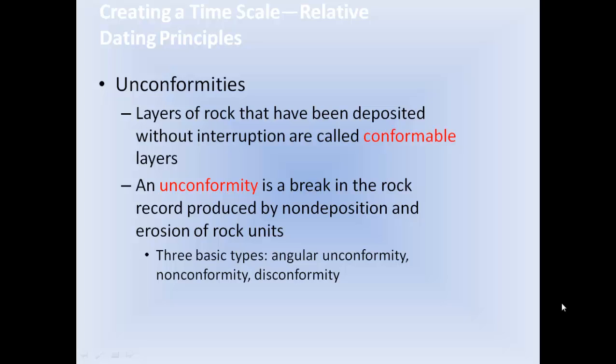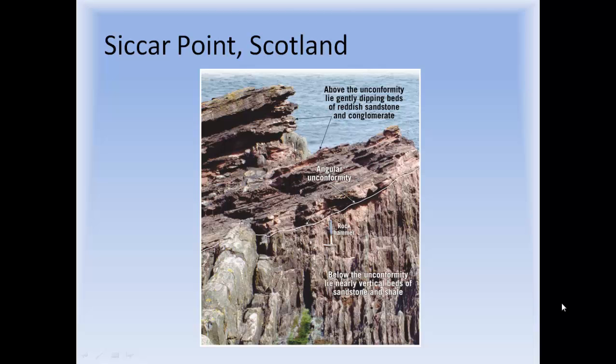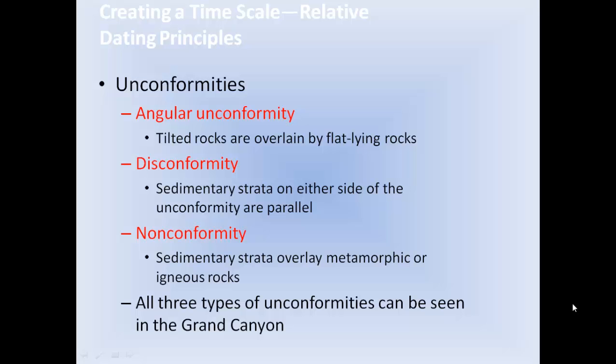There are three basic types: angular unconformity, nonconformity, and disconformity. Here we have an angular unconformity. The rocks here are tilted up, and these rocks are at a different angle. In an angular unconformity, tilted rocks are overlain by flat-lying rocks. In a disconformity, sedimentary strata on either side of the unconformity are parallel, so you have horizontal rocks and then more horizontal rocks. In a nonconformity, sedimentary strata overlie metamorphic or igneous rock.